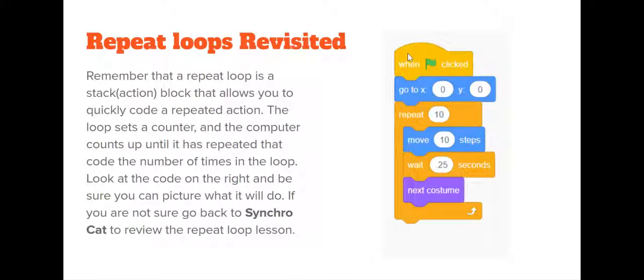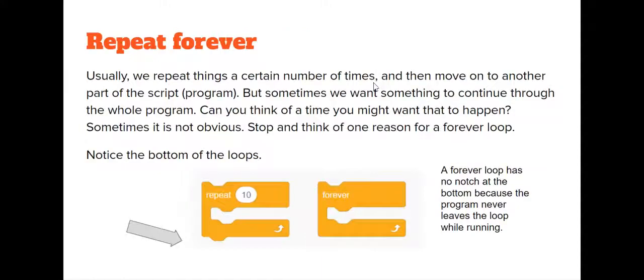So over here, when the green flag is clicked, you would go to 0, 0, and then you would repeat this action 10 times, moving 10 steps, waiting a moment so that you can see the movement, and then going to the next costume. If you are not sure how this code would work, go back to SynchroCat and look at it one more time.